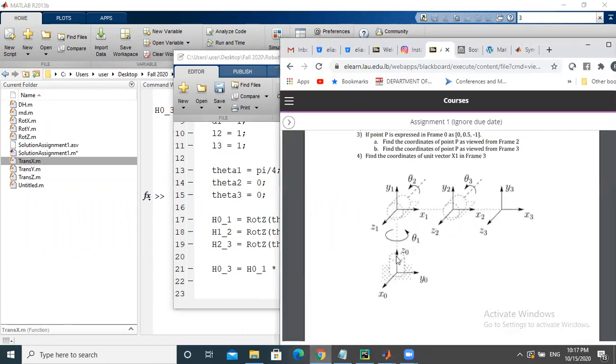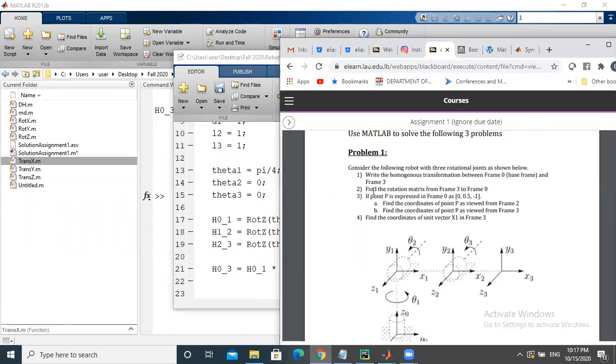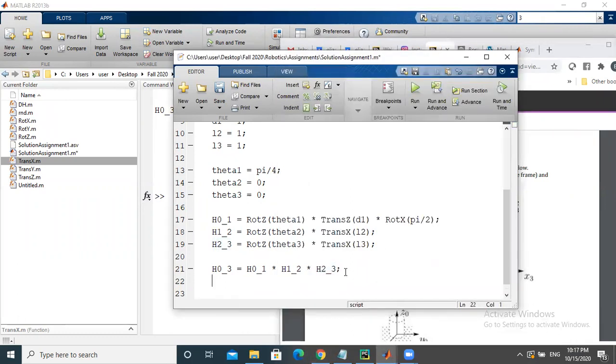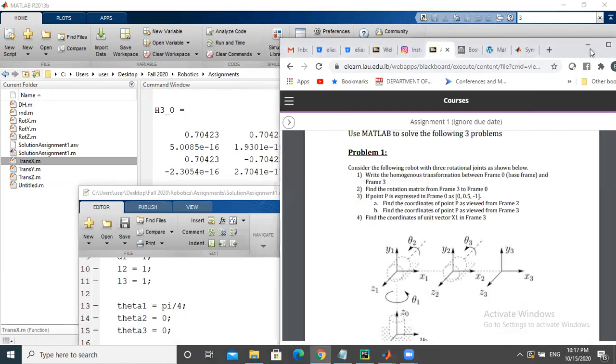Let's look into the second part of this problem. Find the rotation matrix from frame 3 to frame 0. So how do I find that? H30 is equal to what? Is equal to transpose of H03. Is that true? No, that's not true. It actually has to be the inverse. So usually we can use the pseudo inverse, which is a numerical way of doing the inverse. So if I run that, I'm actually finding that pseudo inverse.